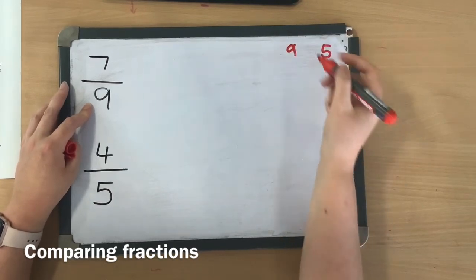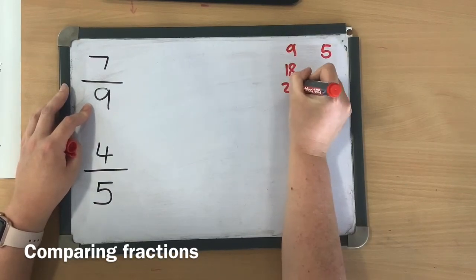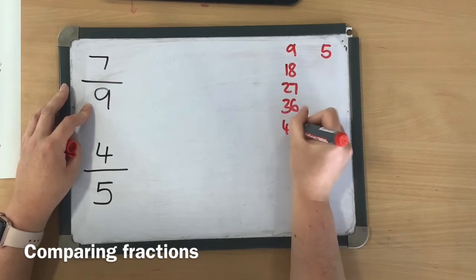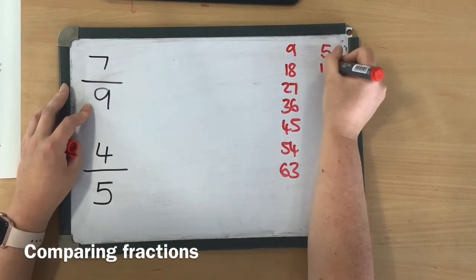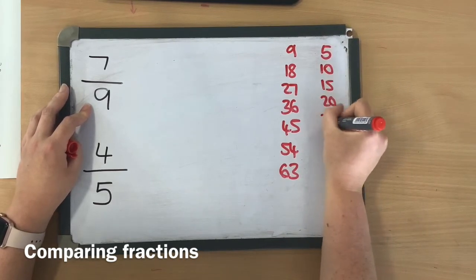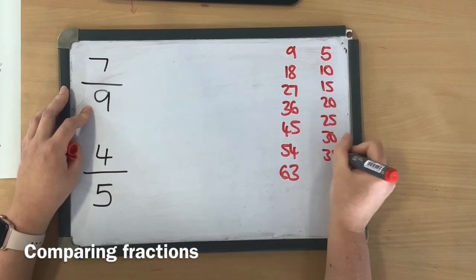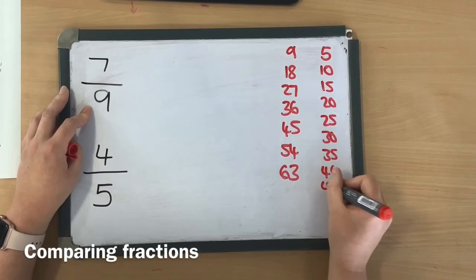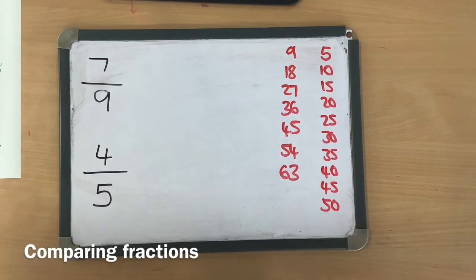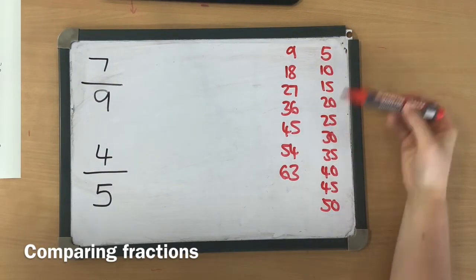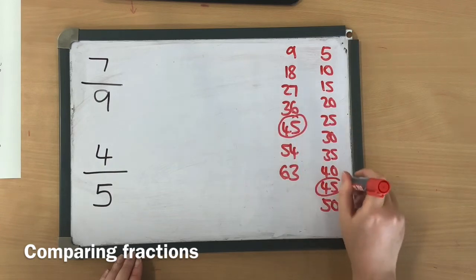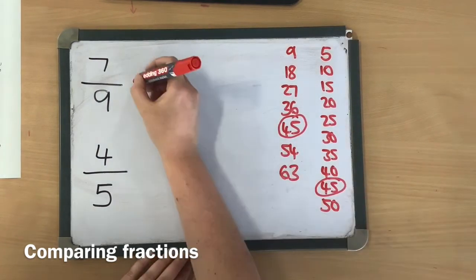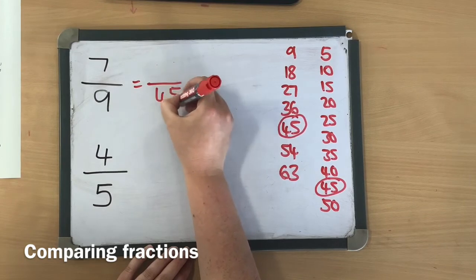So writing out the multiples of 9: 27, 36, 45, 54, 63, going to stop there. And 5, 10, 15, 20, 25, 30, 35, 40, 45, 50. Going to stop there. Now looking down my multiples, what's my lowest common multiple? My lowest common multiple is 45, which means that my denominators need to become 45.